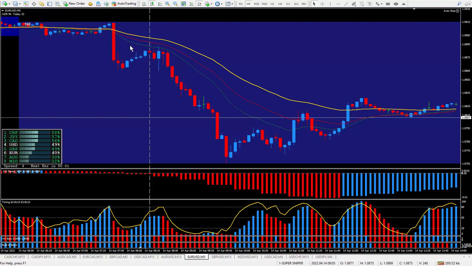And I just brought the blue box in by going 30 minutes back to the 5, and there it is right there. From the top to the bottom, or vice versa. There's that. It's 160 pips. Excellent.